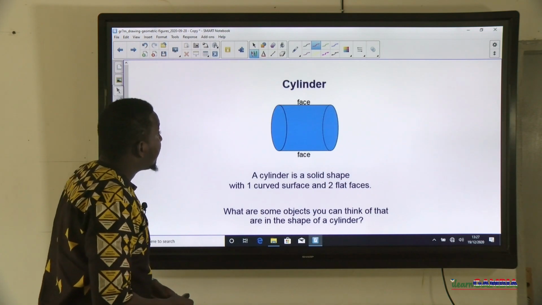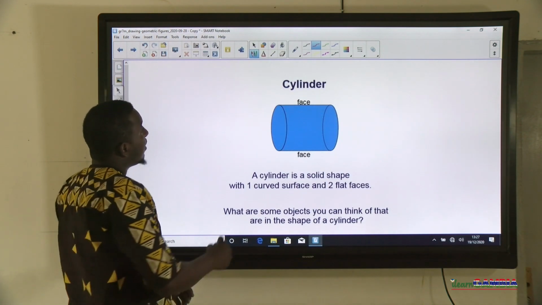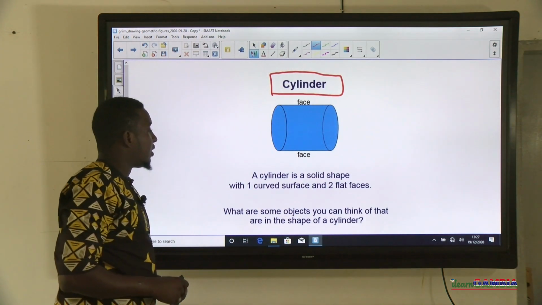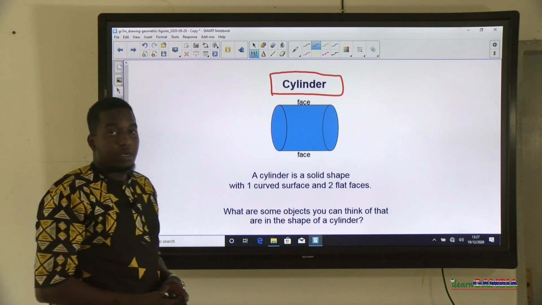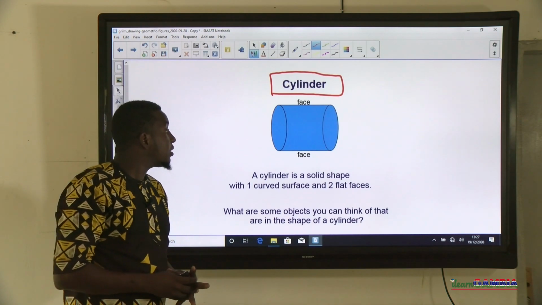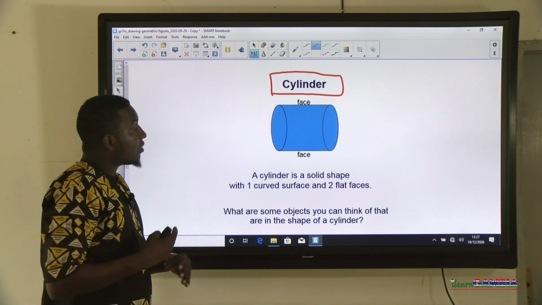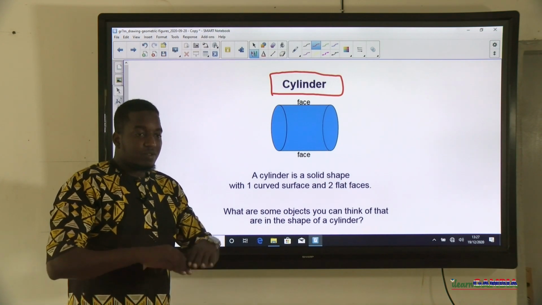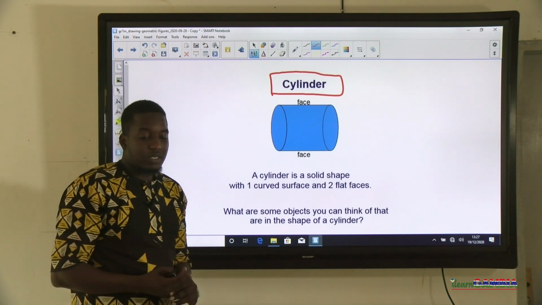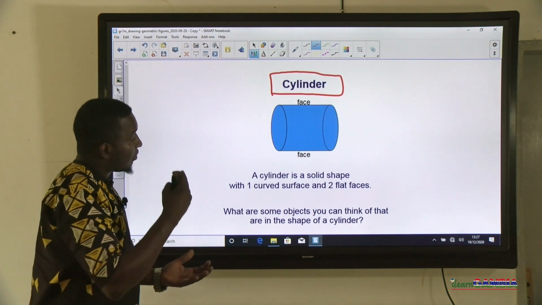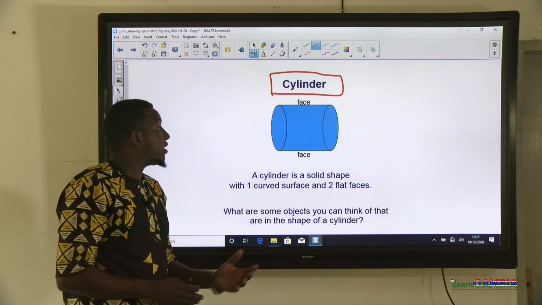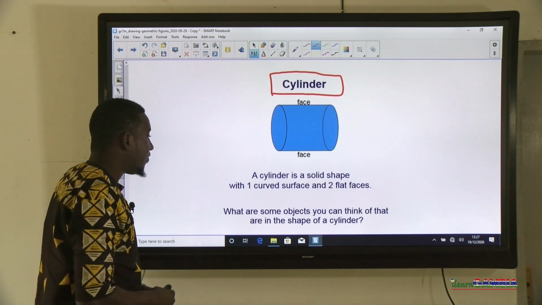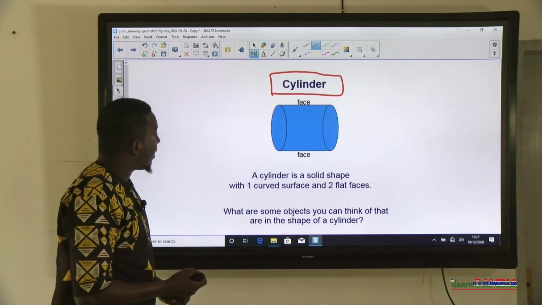So we look at the first one, which is a cylinder. We want to look at the properties that a cylinder has, and what shapes we classify as cylindrical objects. We look at the number of faces they have, just like in cubes, and the nature of the faces that they have. We are going to look at that as well.